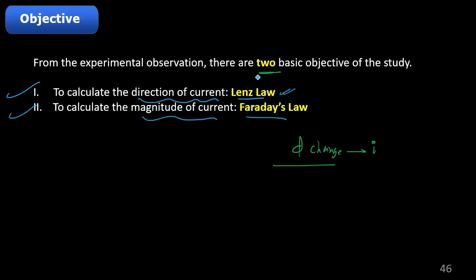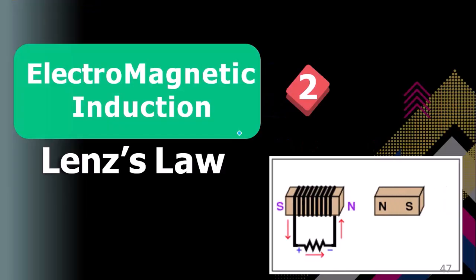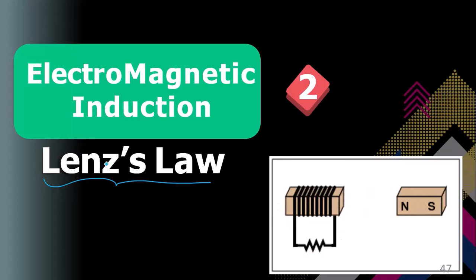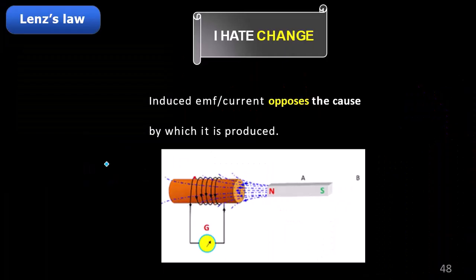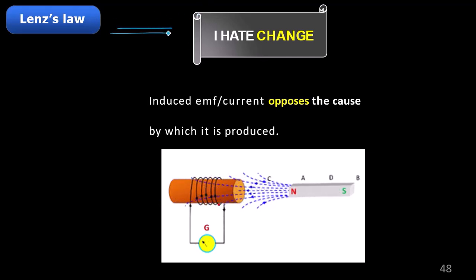We know that whenever phi changes, there is a current I. What amount of current there is, we discuss in the second part. First we understand the direction of current, which depends on Lenz's law. So now we discuss Lenz's law. The basic statement of Lenz's law is that I hate change.